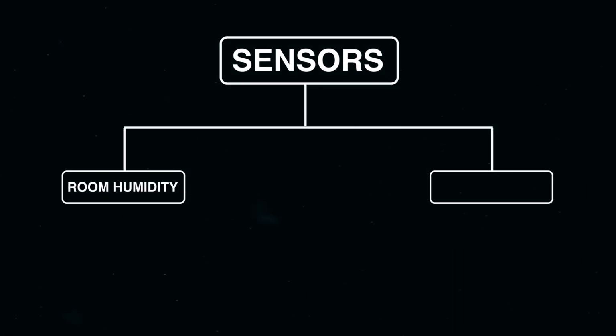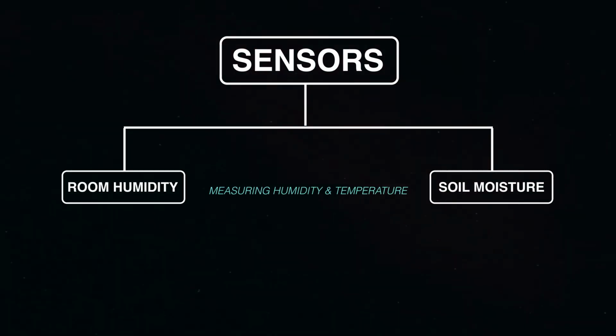The sensors include room humidity and temperature sensors, as well as soil moisture sensors that measure both humidity and temperature. The intelligence behind the system takes the data from the sensors and then informs the actuators on what needs to happen depending on the data reading from those sensors.